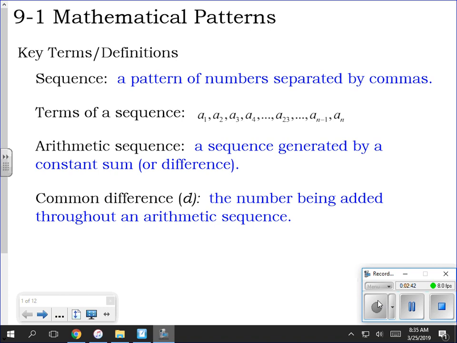Yes? So an arithmetic sequence would always have a common difference, no matter what. If it doesn't, it's not arithmetic. We'll talk about that in a minute.